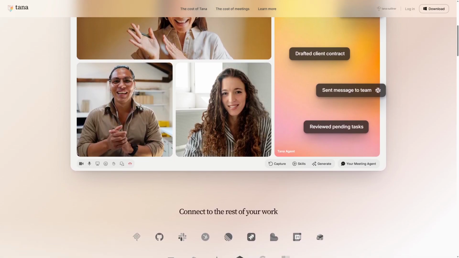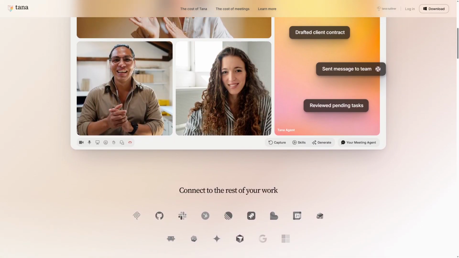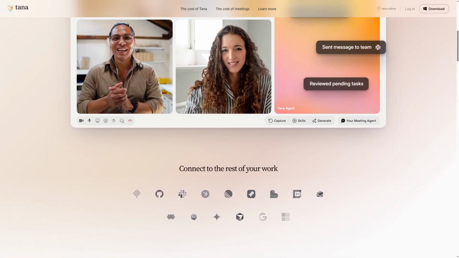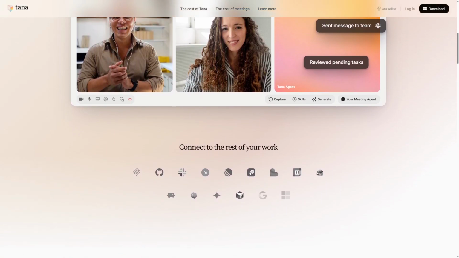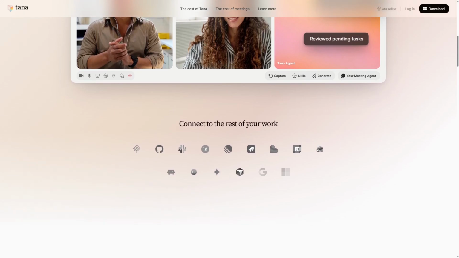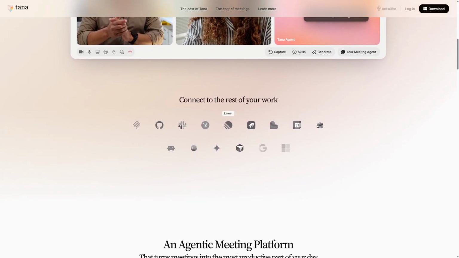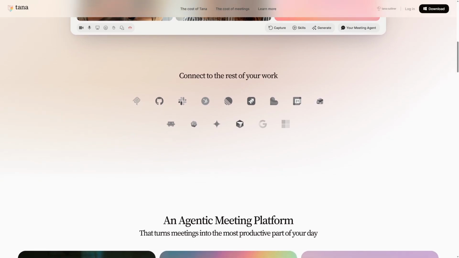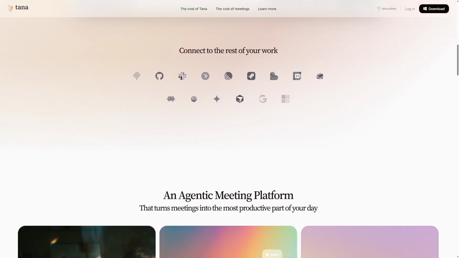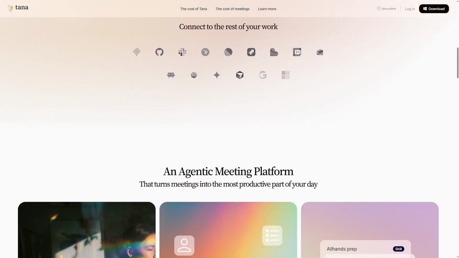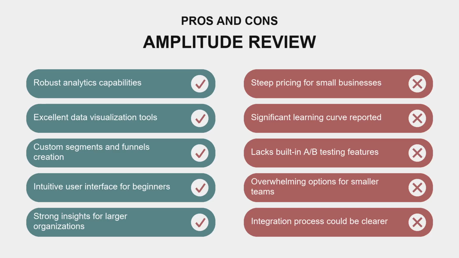It's clear that Amplitude is aimed at product managers and data analysts who need to make data-driven decisions, but the sheer volume of options might be daunting for smaller teams or startups. One area that feels unclear is the integration process with other tools. Detailed documentation is available, but it could be more straightforward. Now, let's break down the pros and cons.